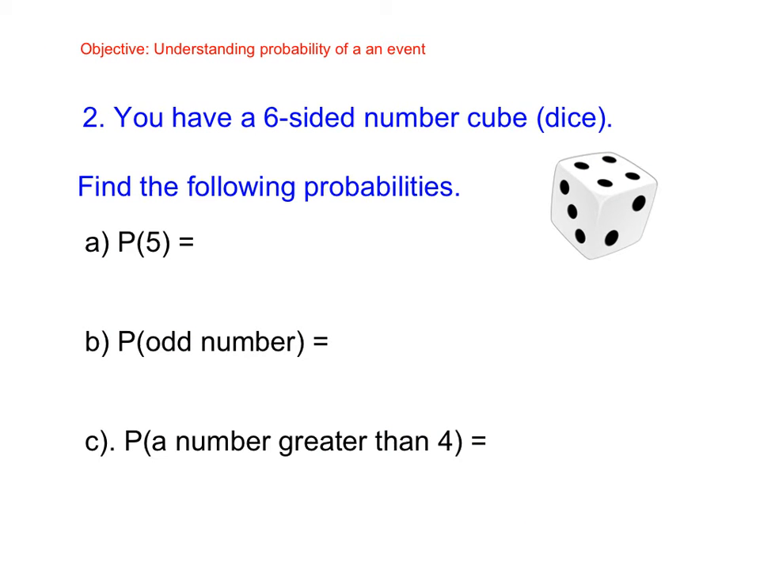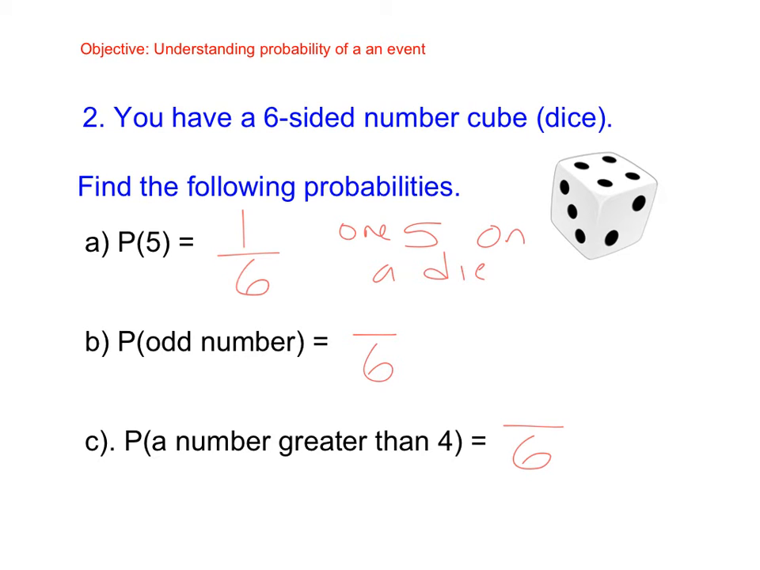Now I have a 6-sided number cube, or a die. Find the following probabilities. If I roll a die, how many outcomes are there? 6. So the bottom is always going to be 6 for all of these. What's the probability of rolling a 5? How many 5s are on a die? There's only 1. There's 1 five on a die.